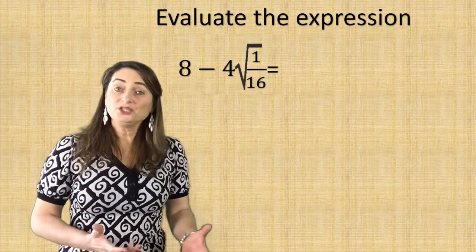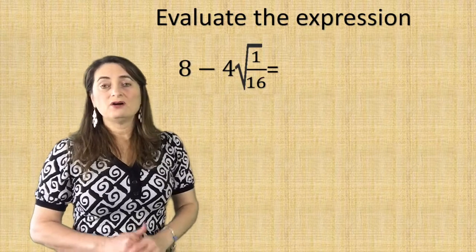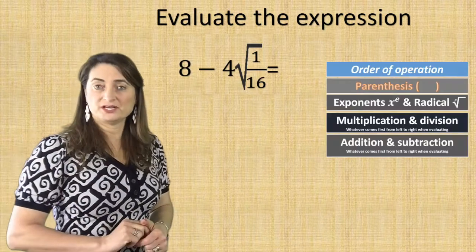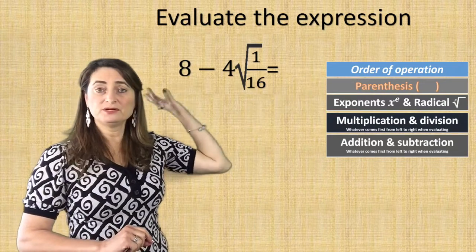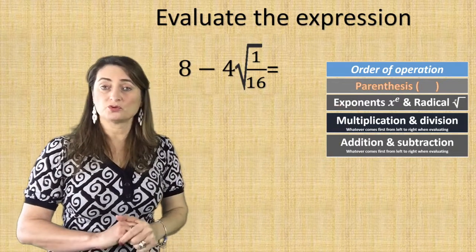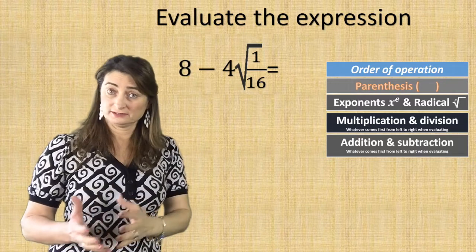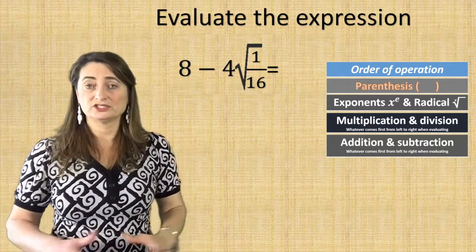Now let's evaluate this expression that has a square root. Always when you're evaluating expressions, follow the order of operations. The first thing is parentheses. So if you see parentheses, that's what you do first. The second thing is exponents or radicals, and then you move on to multiplication and division, and addition and subtraction is the last one to do.